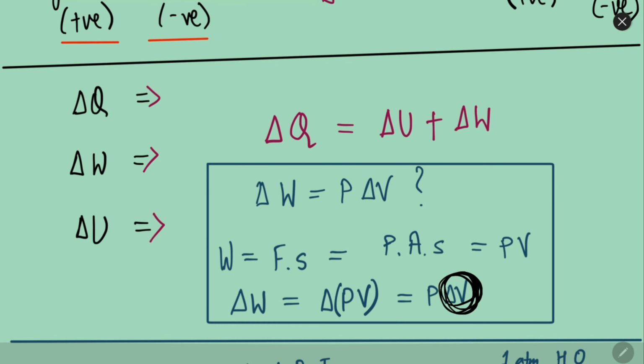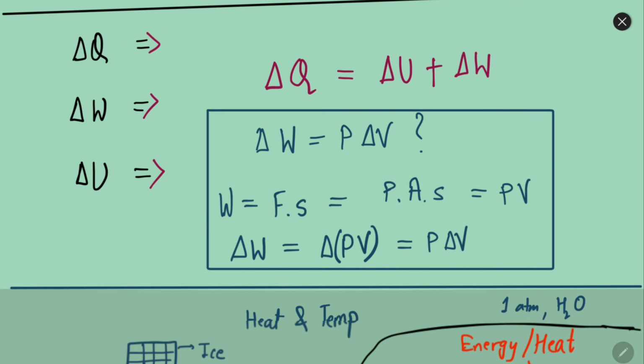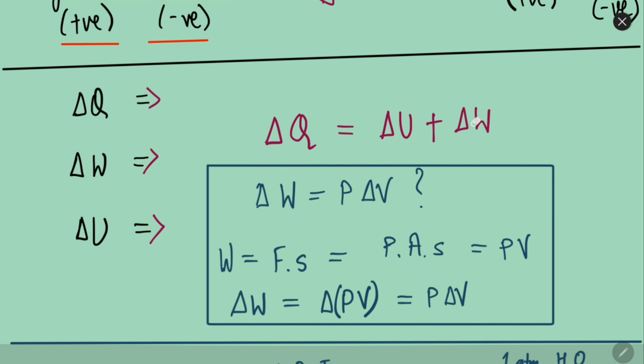Why is it necessary? Because if volume does not change, there will be no displacement, and that means no work done. So we can also write this equation as del q equal to del u plus p del v.